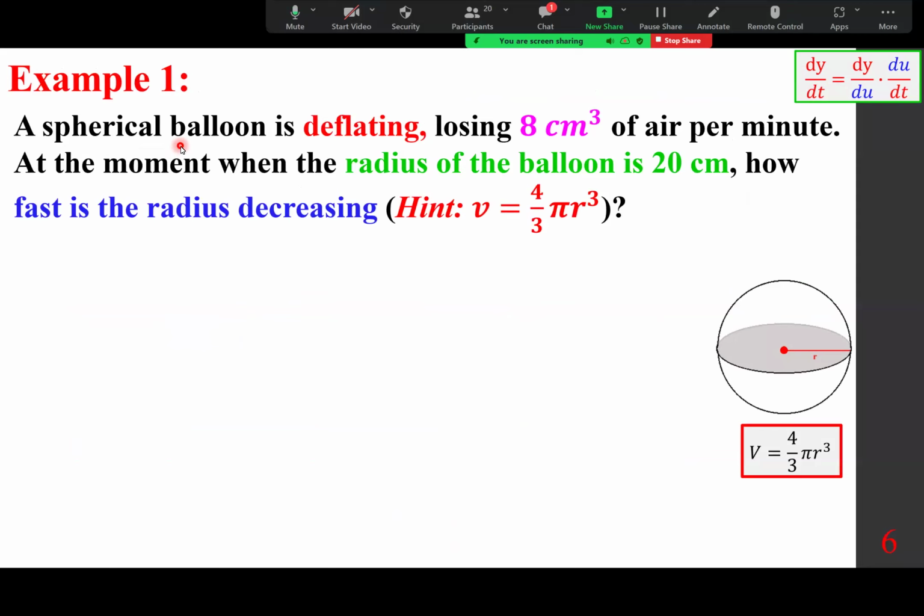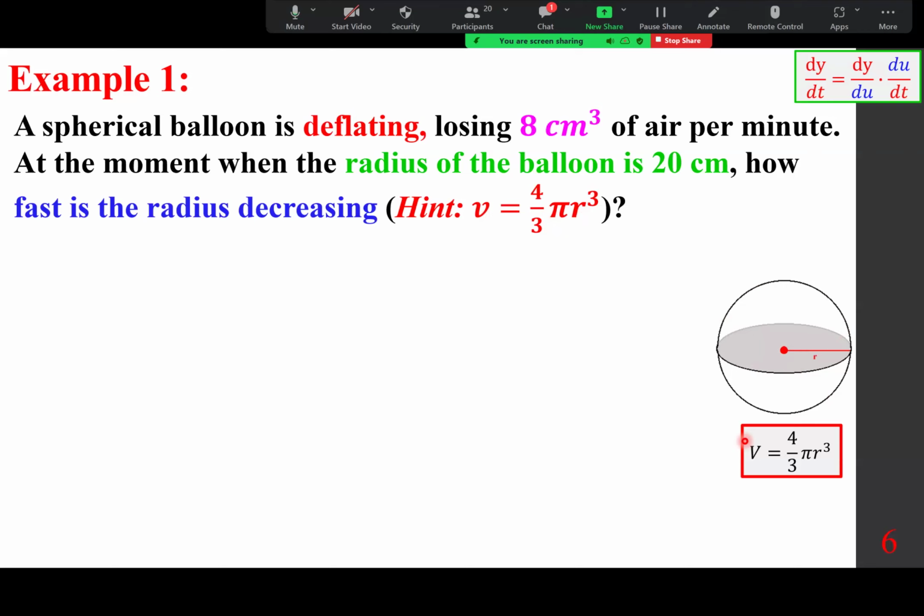A spherical balloon is deflating, meaning losing 8 cubic centimeters of air per minute. At the moment when the radius of the balloon is 20 centimeters, how fast is the radius decreasing? Here's the hint. You're supposed to know the volume. The sphere looks like that, and the volume of a sphere is 4/3 pi r cubed. I'm just reminding you right now. You're supposed to know that the volume is 4/3 pi r cubed.